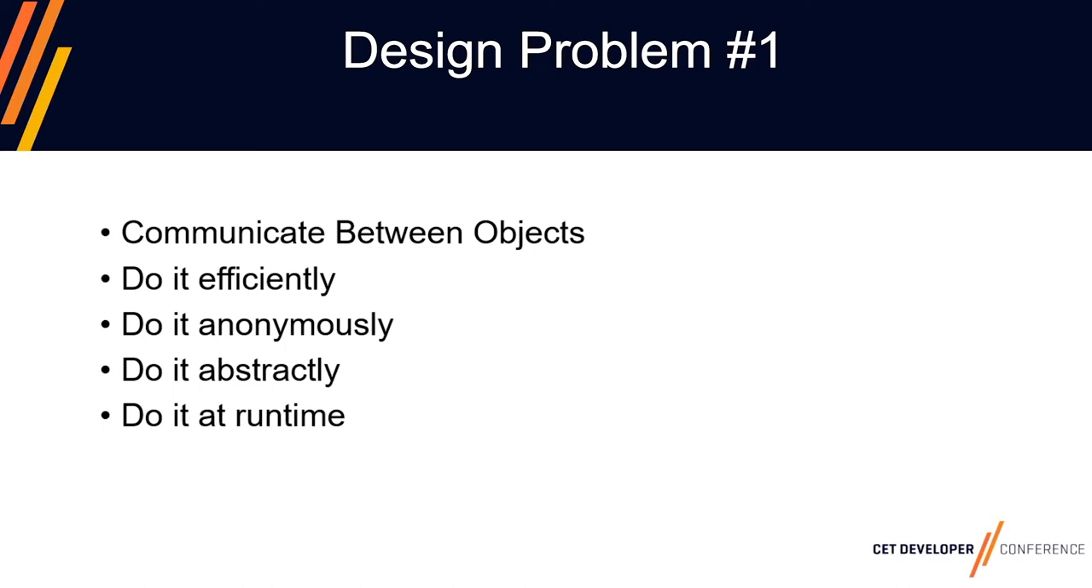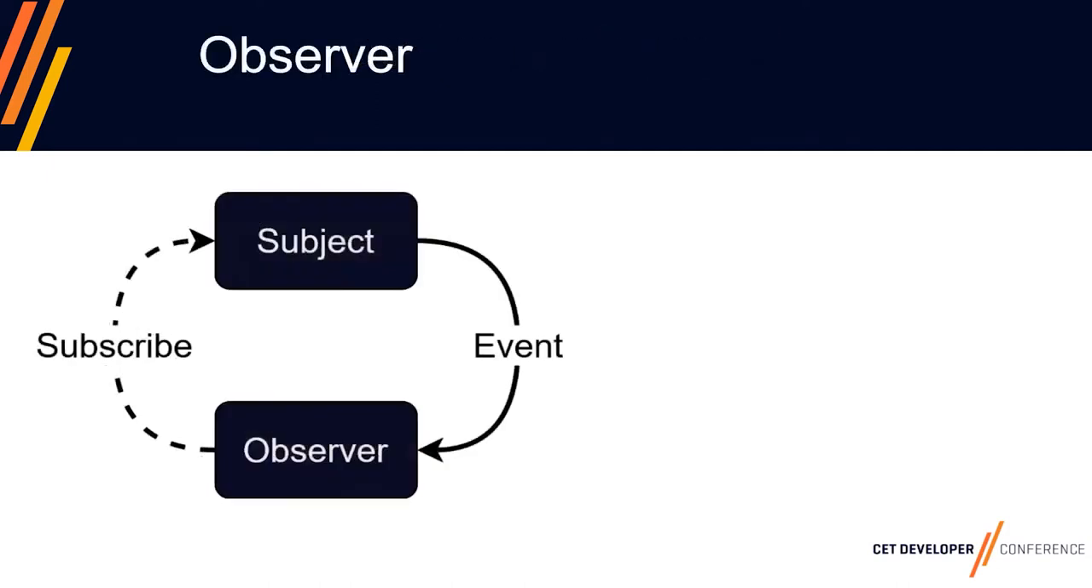We also want to do it independently, so the object that is sending out this information doesn't actually have to know about anyone else involved, any other objects involved. So the pattern that we're going to end up using for this problem is going to be the observer pattern.